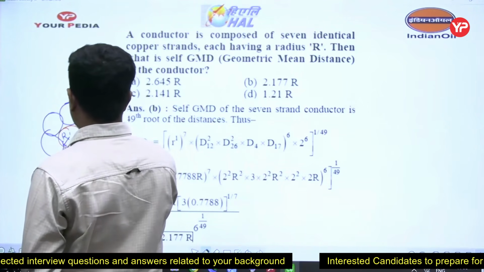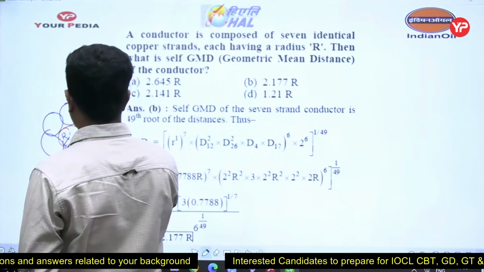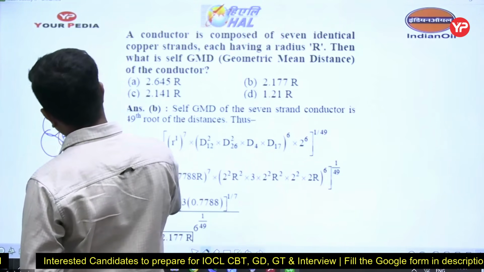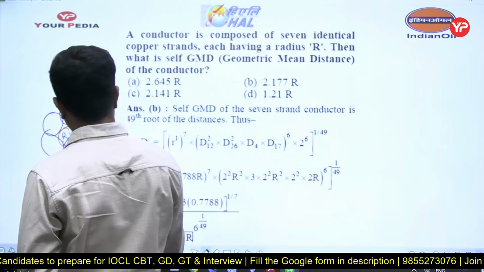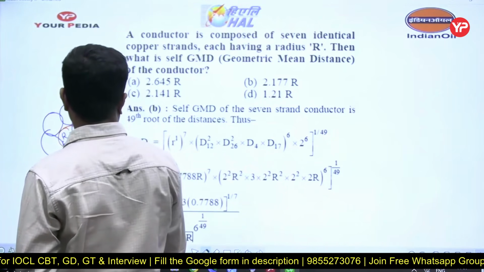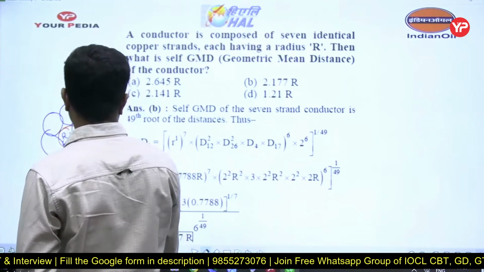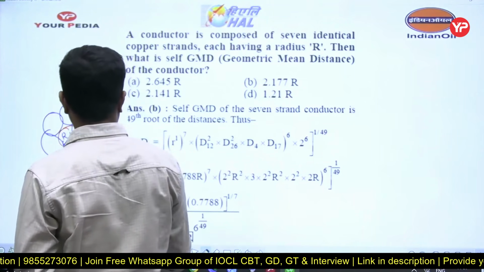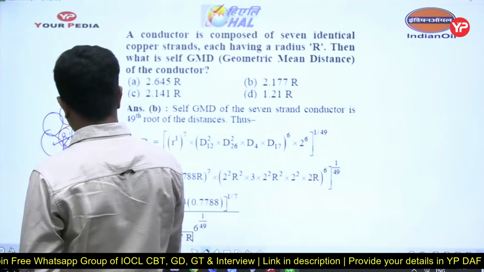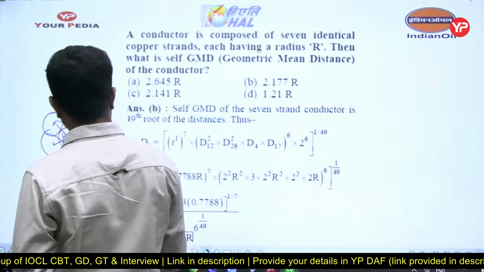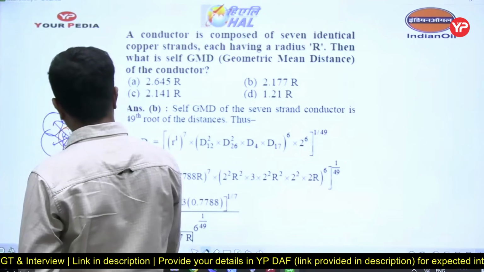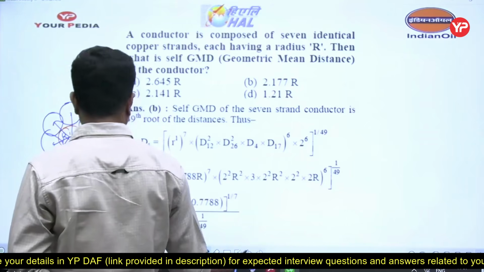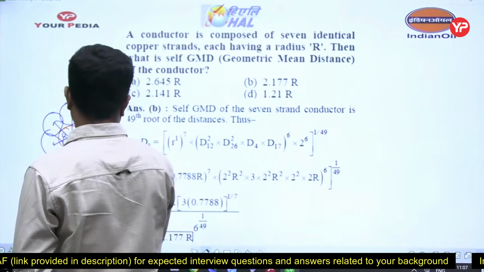Right? So the GMR of the cable is equal to... its own is R dash. This center to this center is 2R. This center to this center is 2R. This to this center is 2R. This to this is 2R, this to this is 2R, this to this is 2R. How many distances are these? 1, 2, 3, 4, 5, 6, 7. Seventh root of.